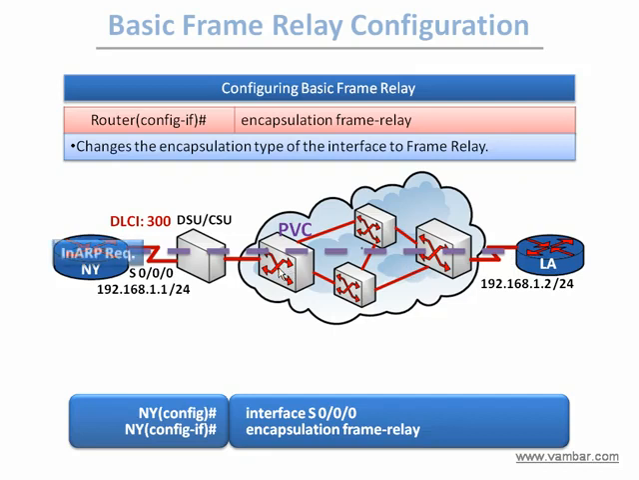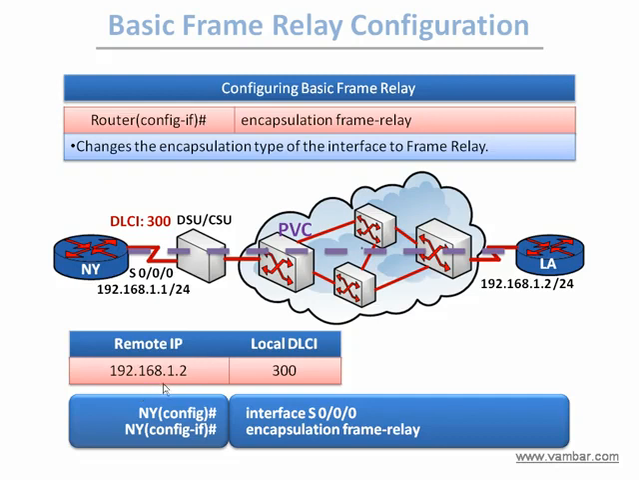After that, inverse ARP will send a request to the LA router, which will then send us a reply allowing us to create what we know as the Frame Relay map statement, which maps the remote IP address to our local DLCI, meaning again that if I ever want to go to this IP, I would have to use DLCI number 300. And this Frame Relay map statement enables us to send and exchange packets between the New York and the LA router.